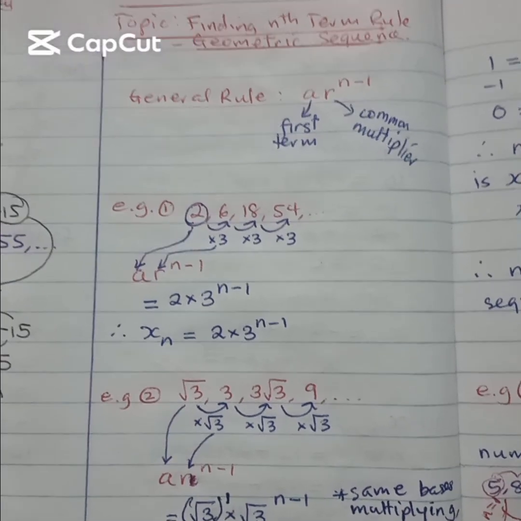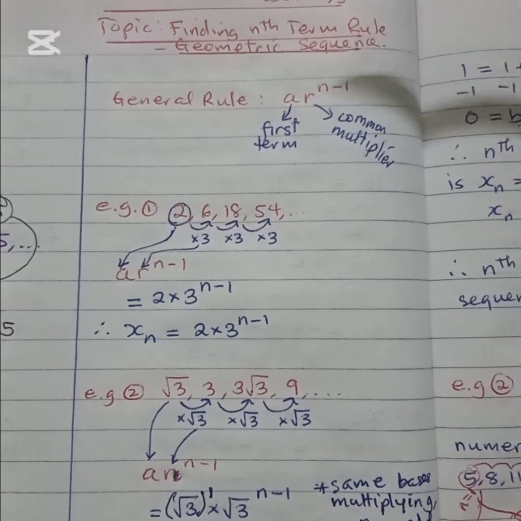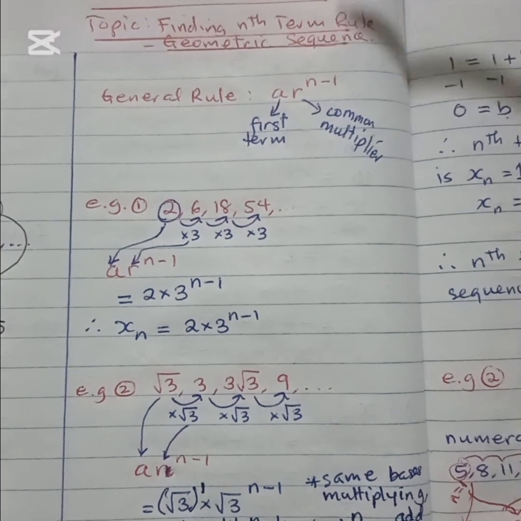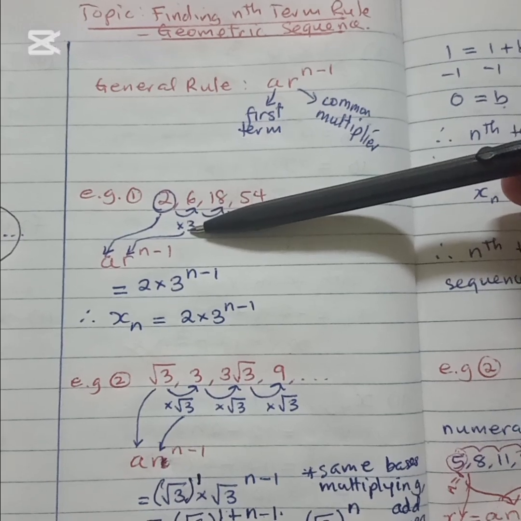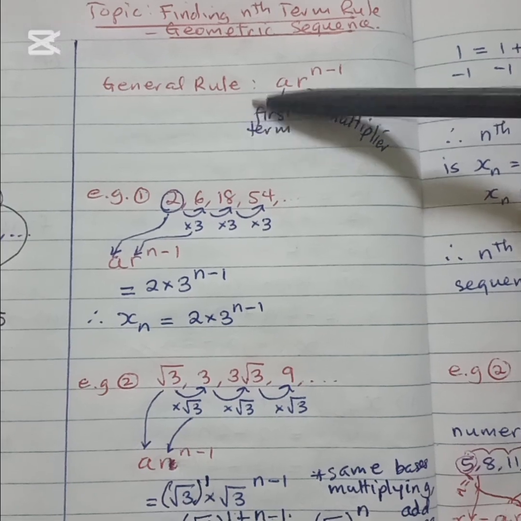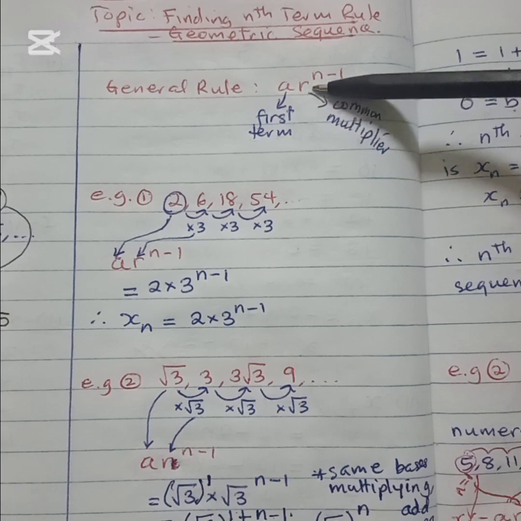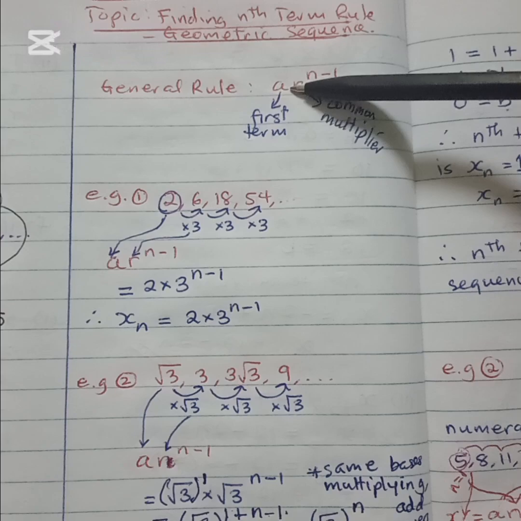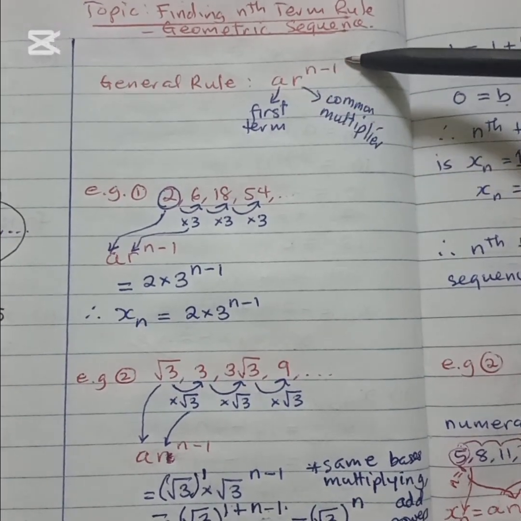Hello people, this video will explain how to find the nth term for a geometric sequence. A geometric sequence is one in which you find the next term by multiplying or dividing by the same amount each time. The general rule for finding the nth term is a r to the power n minus 1. Take note, a is multiplied by r, and r alone is raised to the power n minus 1.